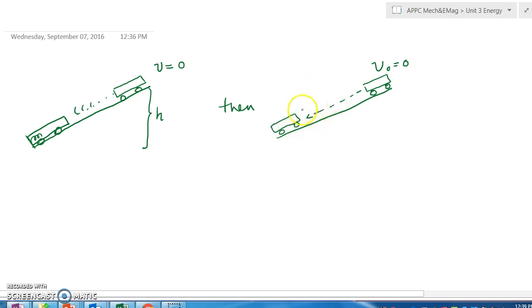So our cart's motion was increasing, getting faster and faster as we got closer and closer back down to our lowest level. Pretend like these H's are both the same. Okay, so when we look at this situation, in order to move, we have to have energy.